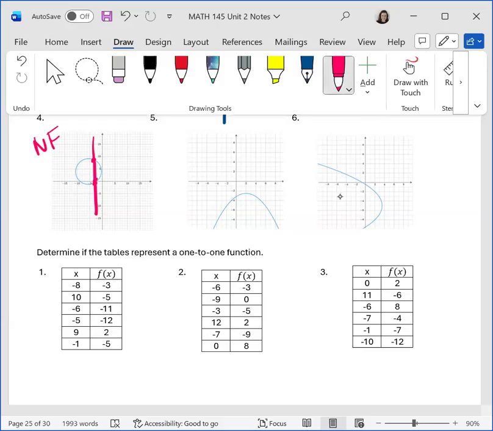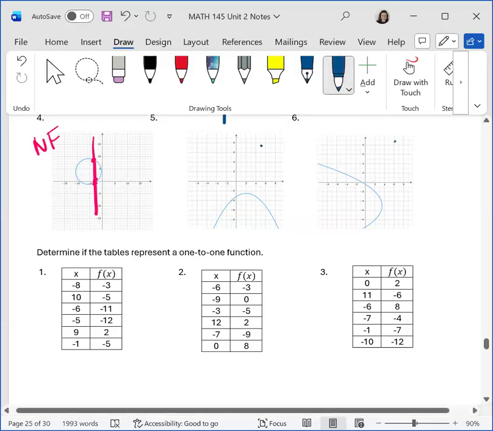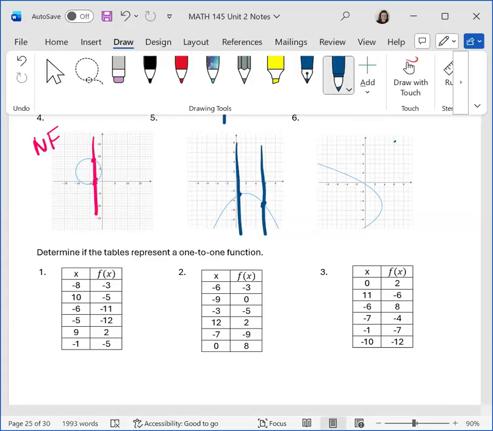Number five, testing if it's a function first. Any vertical line that I place on this graph is only intersecting the function in one location. Therefore, this is a function. Now let's test the horizontal line test to see if it's one-to-one. So placing a horizontal line right here, we see that there are two places of intersection. Therefore, this is not one-to-one. It is a function, but it's not one-to-one.